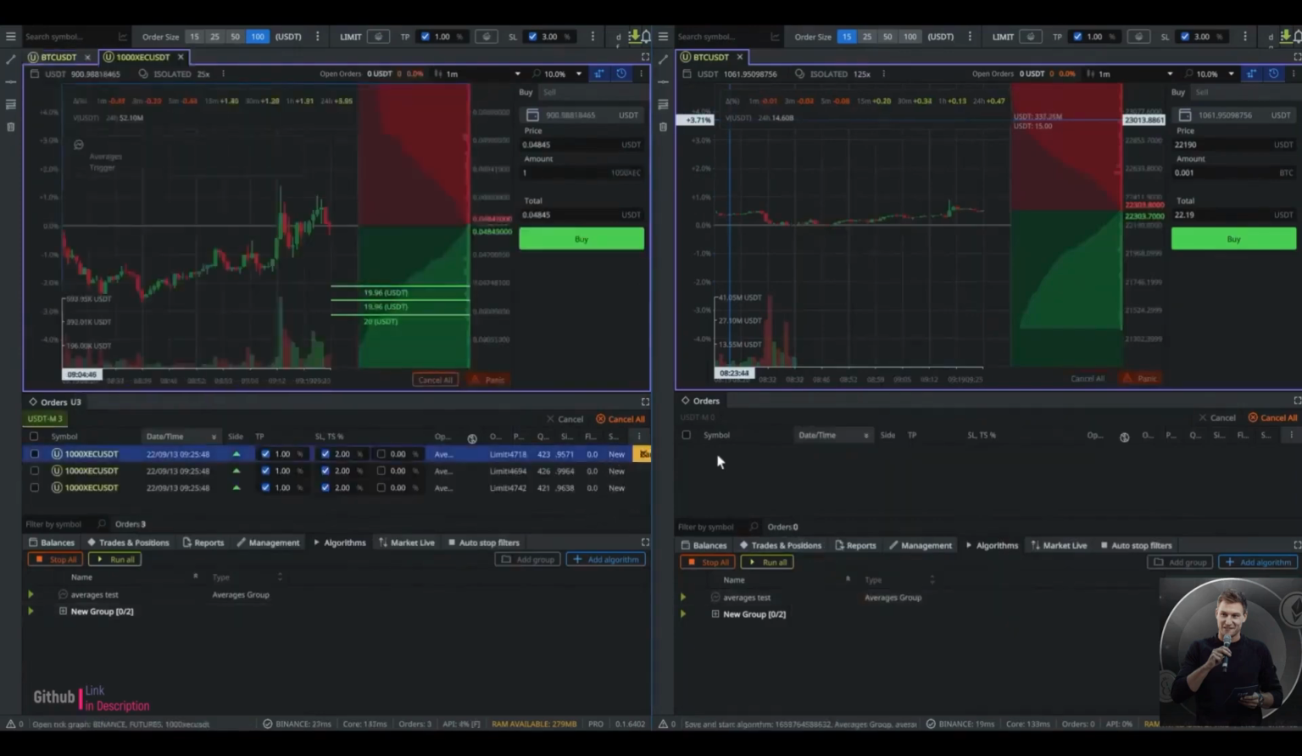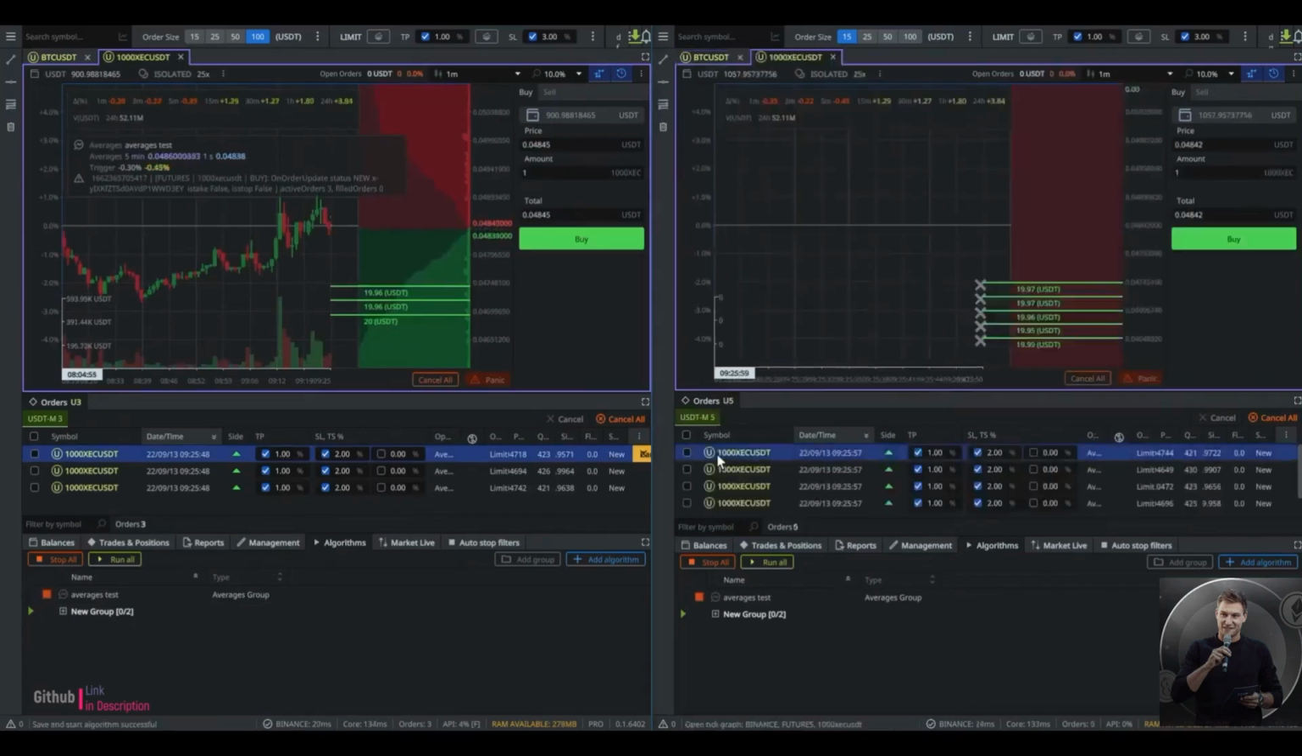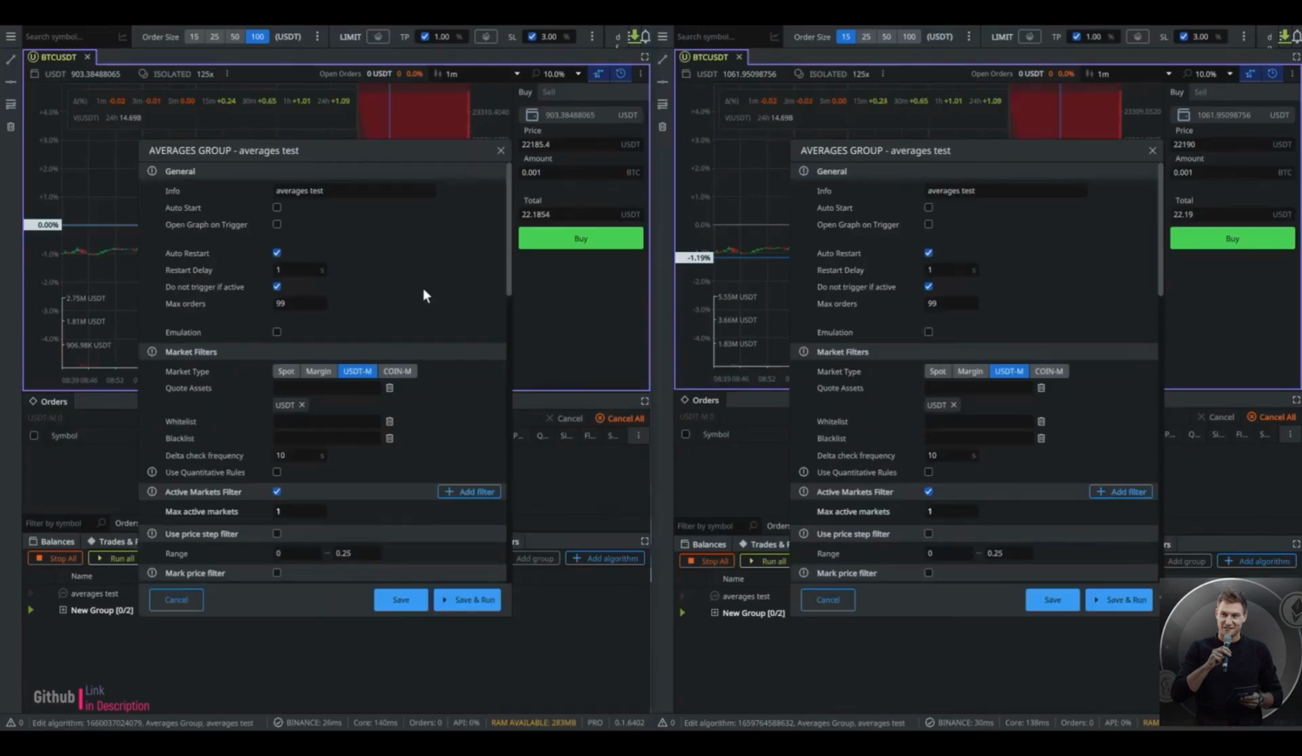On the left we set a limit of $60 and on the right $100. In both cases we have 10 levels, $20 each. As we can see, 3 levels have opened on the left and on the right 5. Use quantitative rules does not allow us to violate the rules of trading on the Binance futures market. We recorded a video about this earlier.